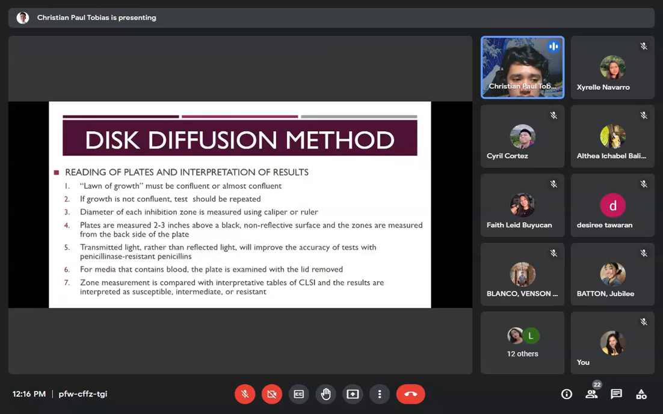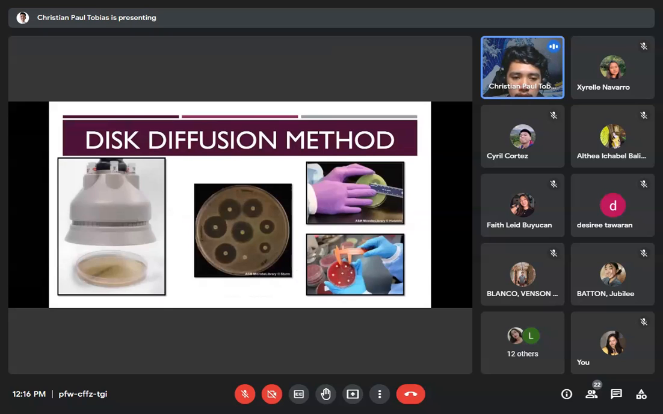Okay? Ang exceptions lang dito, may MHA kasi na may blood. Example, this one. You can't measure it from the back. Diba? Kasi hindi mo na makikita yung growth. So, you will measure it sa harap. Okay? Pero pag MHA, you can measure from back or from front kung saan ka sanay. Okay? Basta hindi nako-compromise yung quality. Basta tandaan lang natin yun.